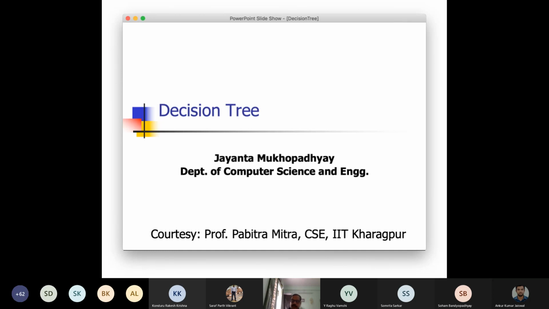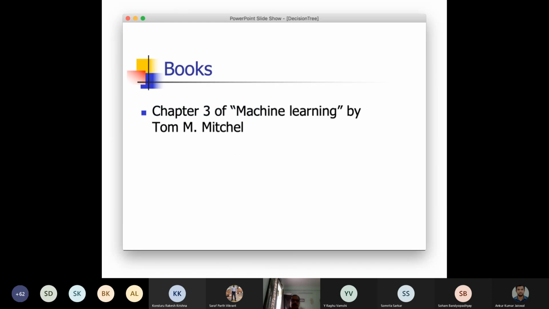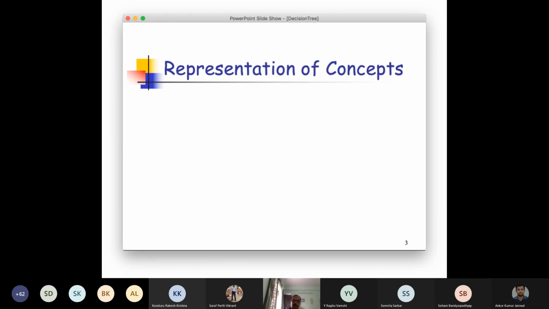So today we will start a new topic, that is decision trees. It is from chapter 3 of Mitchell's book on machine learning. Now we have already discussed how concepts are represented.